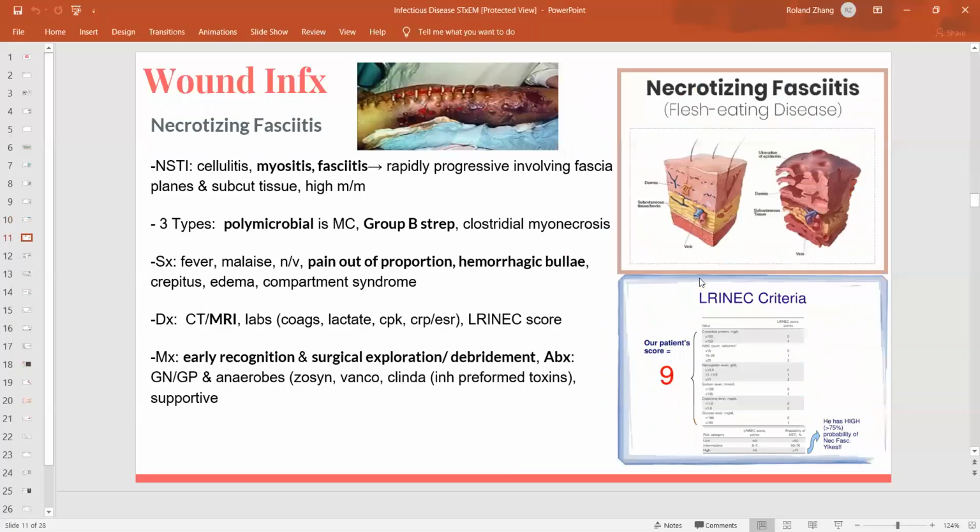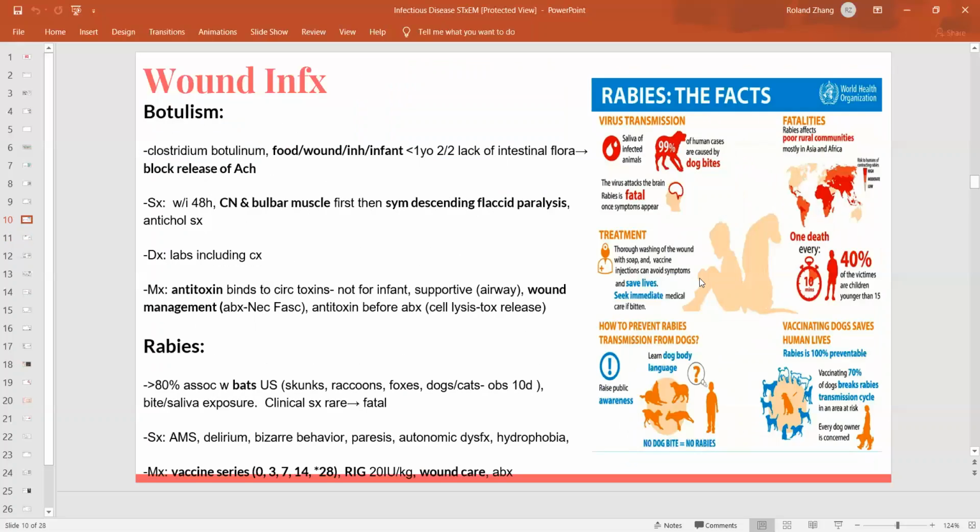Next is also very, very common. Actually, one of the more common causes of wound infection is rabies. Overall, 80% has been associated with bats, but in the community, the majority of the cases are dog bites, particularly with domestic owned dogs. Other animals that have been associated with rabies are skunks, raccoons, and foxes.